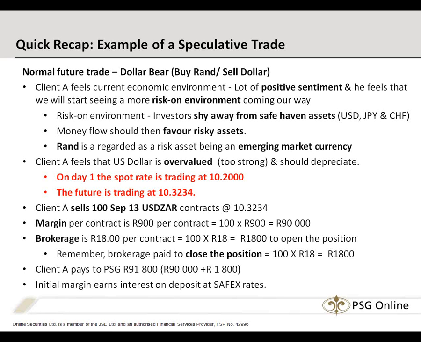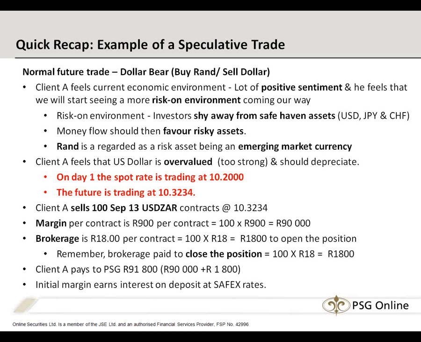So in our situation here, he's got 100 contracts times these 18 Rand. His brokerage is going to cost 1,800 Rand to open a position. Remember, you open up a position, there's the brokerage, and when you close the position, again, there's brokerage. So in this situation, obviously 1,800 Rand to open, 1,800 Rand to close.